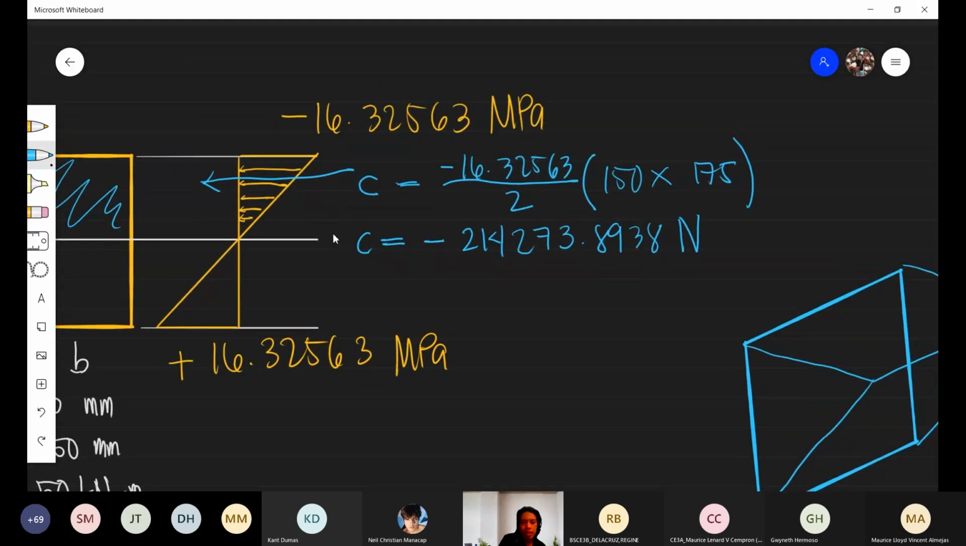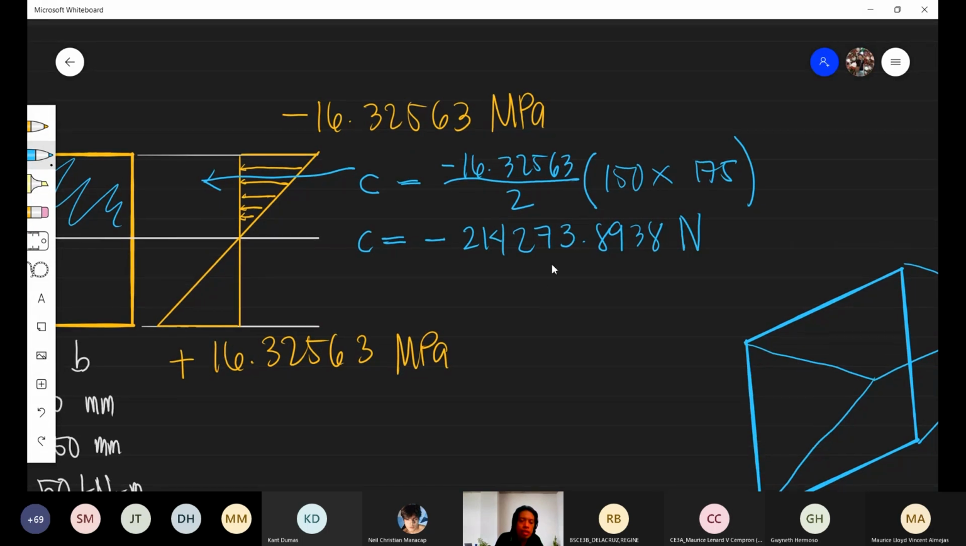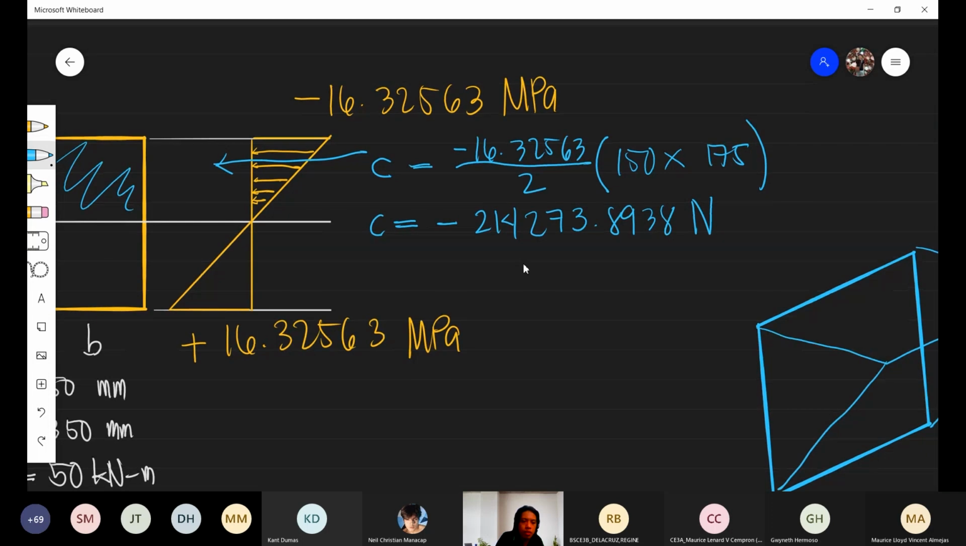force representing that stress diagram. Okay? Okay, now, as you can see, let me erase this one para di kita malito. Erase ko ha. Naka-record man ini.